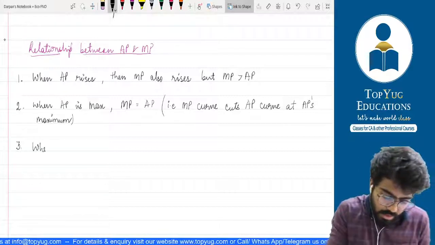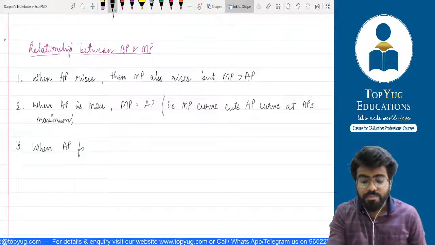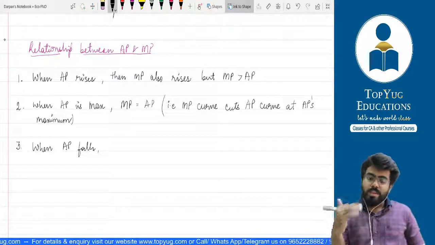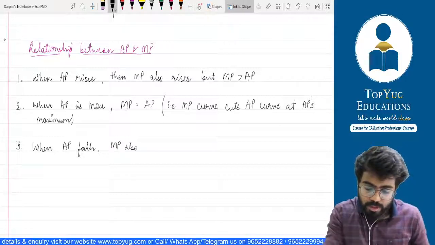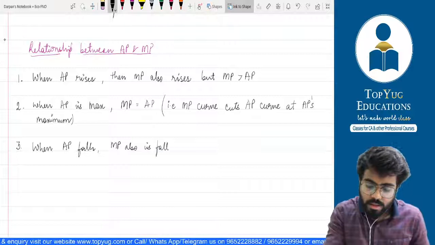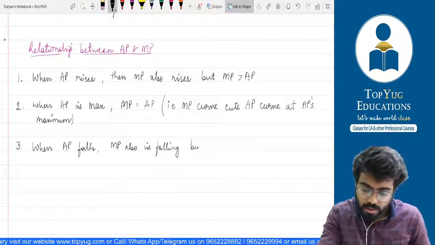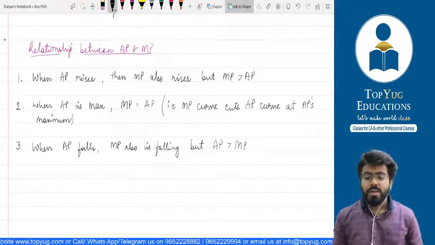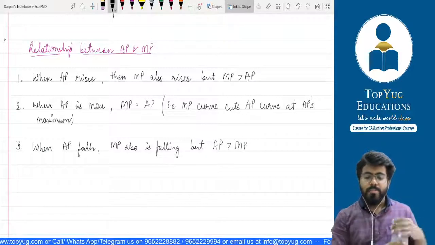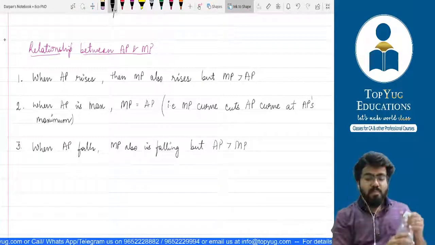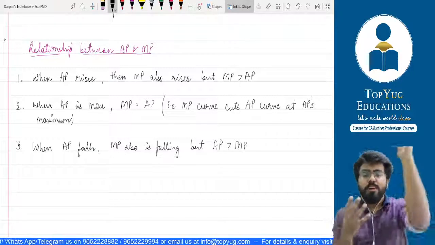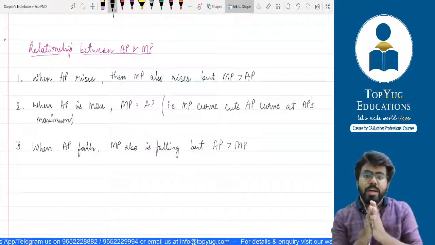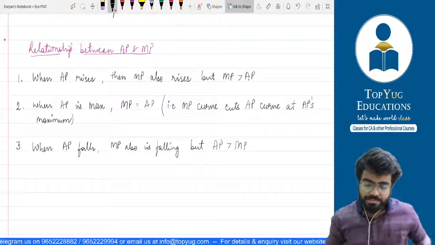Come to the third relationship. Third relationship is when AP falls. When AP is reducing, what is happening? When AP falls, MP also is falling, but AP is greater than MP. So this is the relationship that you have between your marginal product and your average product in short run.